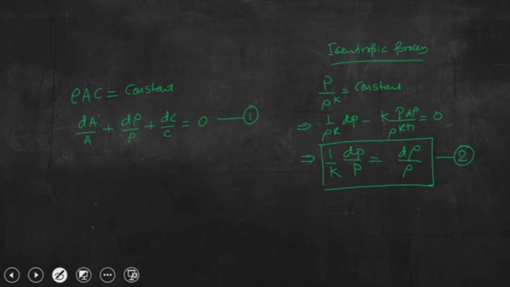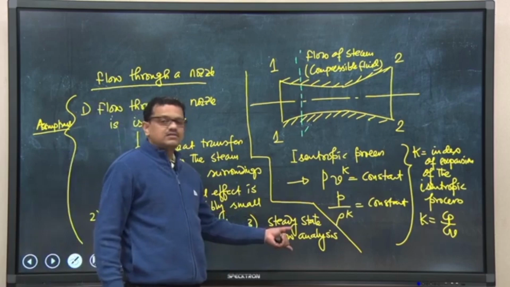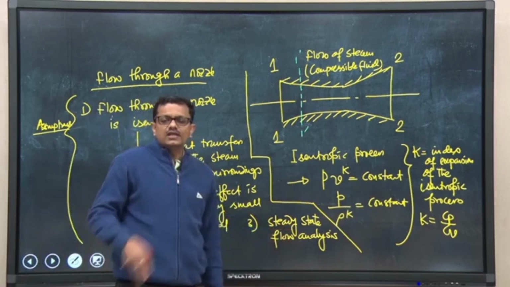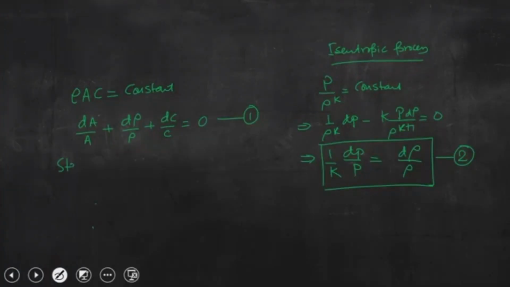If we plug in the value of d rho by rho in terms of dp by p in this equation, we will get a new equation. We have also assumed that the analysis is a steady state analysis. So, if we recall the steady state steady flow energy equation, then what can we write? If we consider the steady state steady flow process, then the steady flow energy equation, SFE.